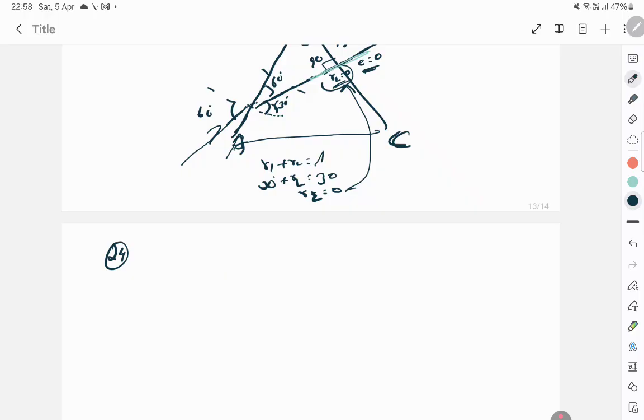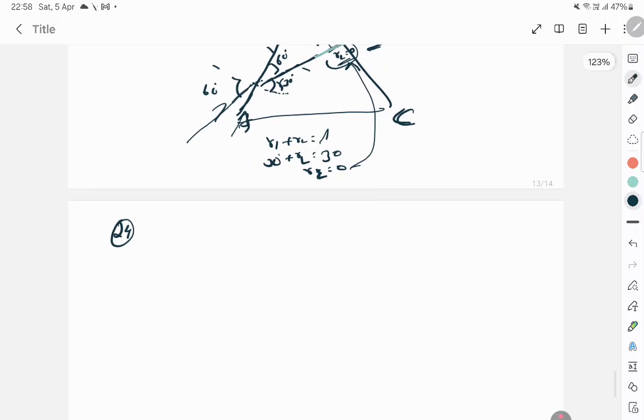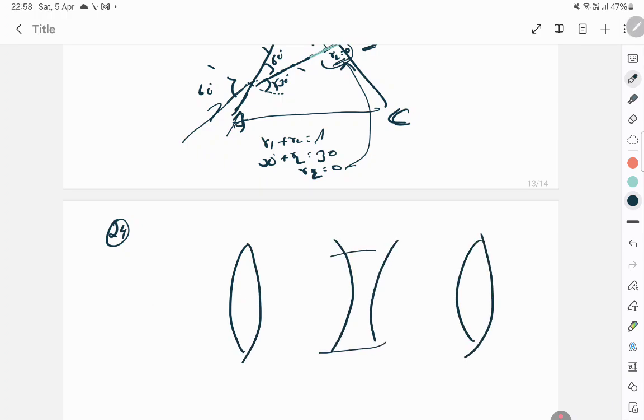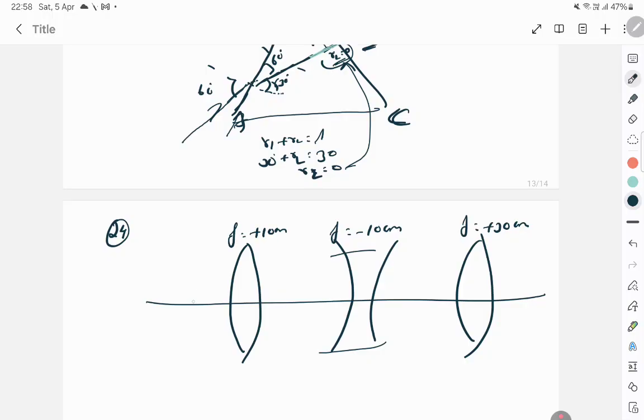Twenty-fourth question. Find the position of the image formed by the lens combination given in the figure. So you have a convex lens, a concave lens, and another convex lens here. The focal length of this is plus 30 centimeters, of this is minus 10 centimeters, and of this is plus 10 centimeters. The object is 30 centimeters from the first lens. The separation is given to be 5 centimeters, and this separation is given to be 10 centimeters.